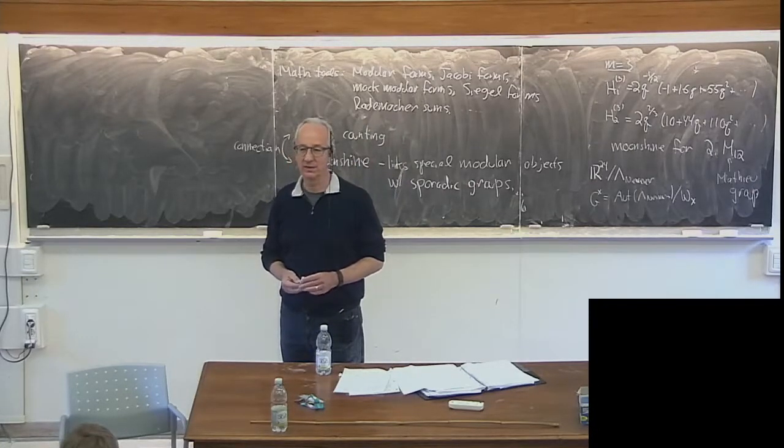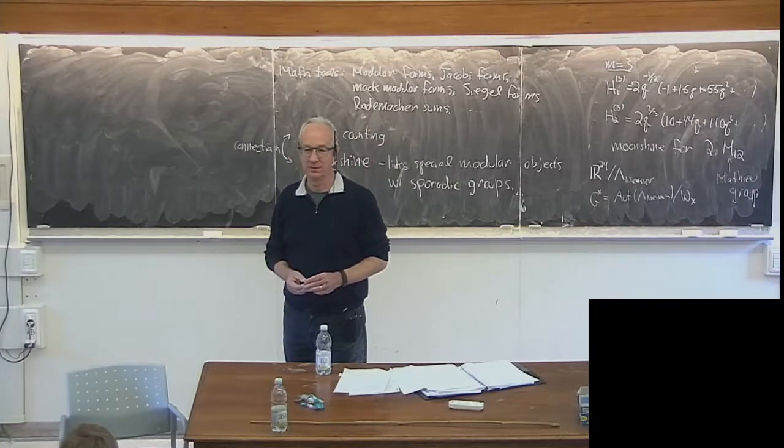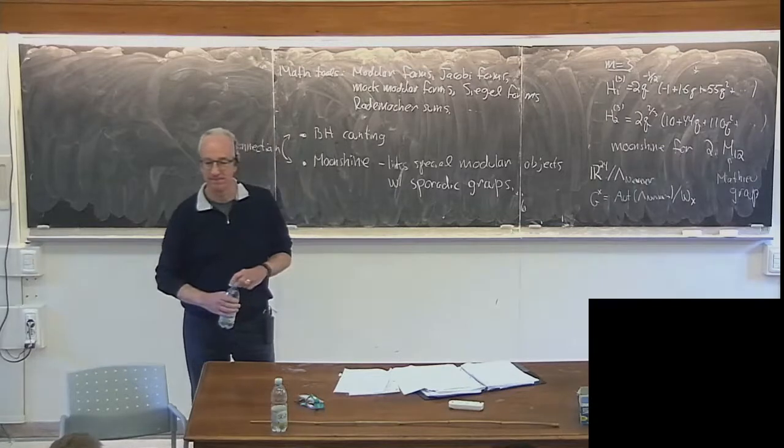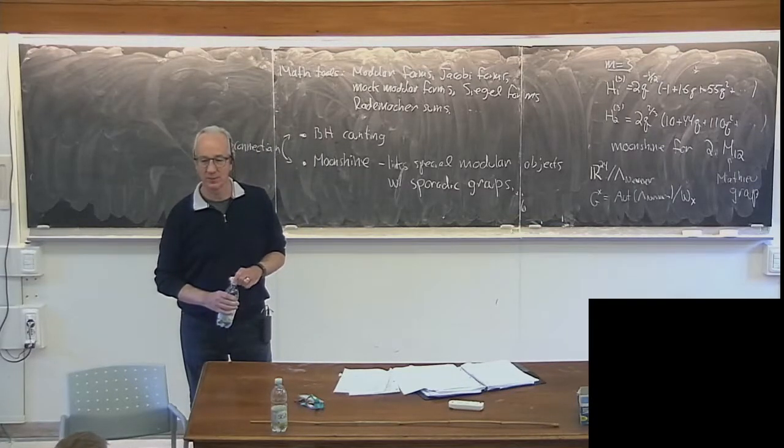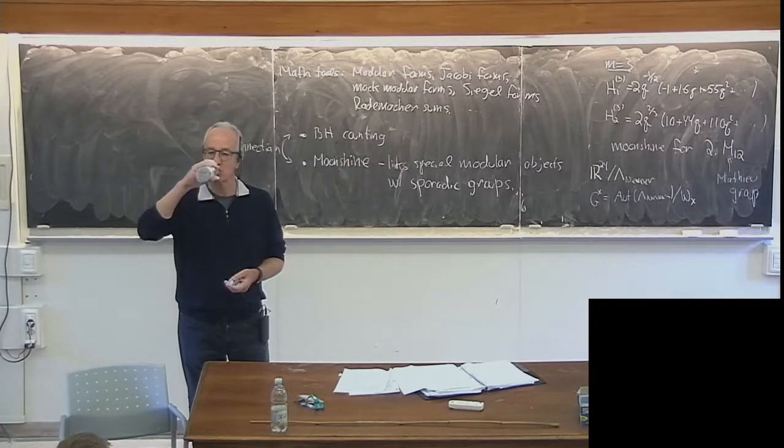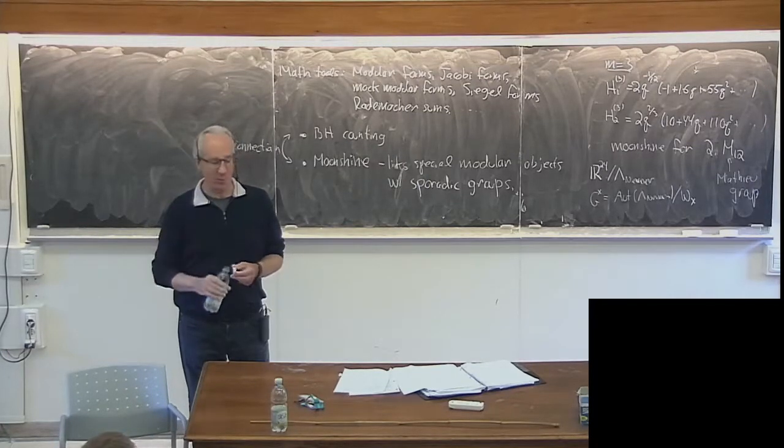Other questions? So you talked about these 23 groups. You said that you had found that there are 23 groups. Right. Is that the number of sporadic groups?